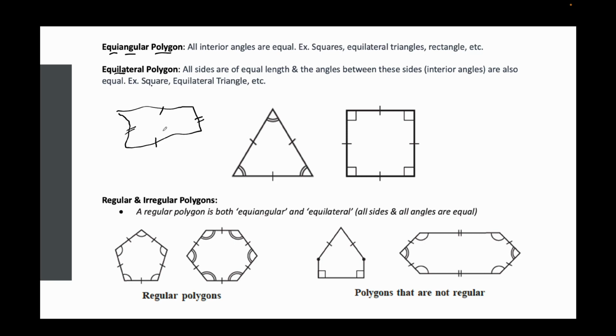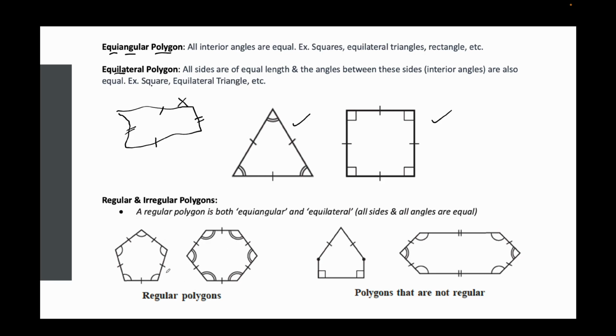So all the sides are not equal in a rectangle, so that's why a rectangle is an equiangular polygon, not an equilateral polygon. Next we have regular and irregular polygons. A regular polygon is both equiangular and equilateral, where all sides and all angles are equal. So that is a regular polygon. For example, this is a regular polygon, this is a regular polygon, this is not regular, that is irregular.